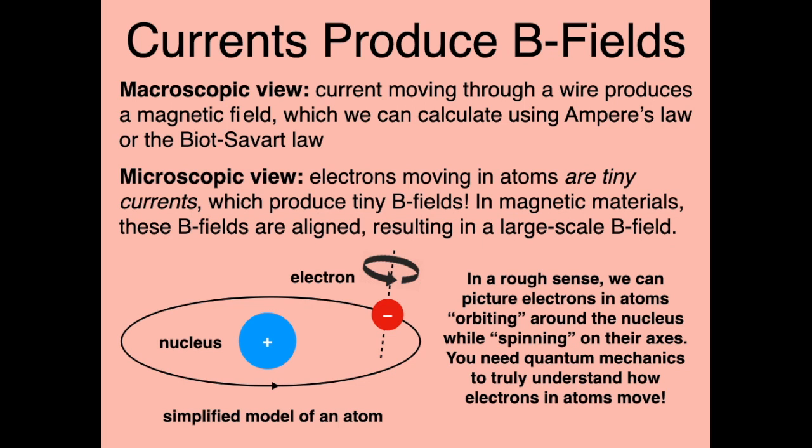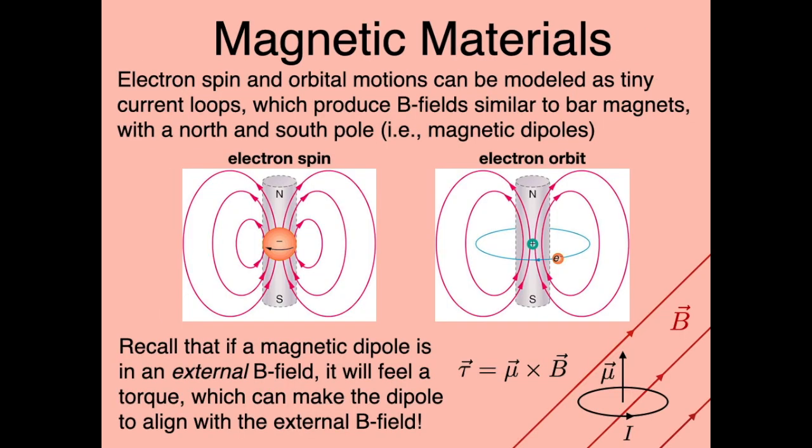Those can give you tiny little B fields in a material. Now, in some materials, these B fields are all pointing in random directions, so they don't really add up to anything. They just all sort of cancel out. But in a magnetic material, in a magnet, the B fields are all lined up, and so they actually add together to give you a large-scale B field. So let's take a closer look at that.